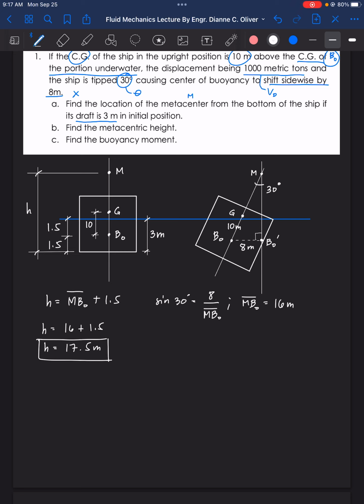Now, let's find the metacentric height. So, what's the metacentric height again? Metacentric height is MG. So here, MG. So this is A. For B, MG is equal to MBO minus 10. So that is equal to, using 16 for MBO, 16 minus 10, which is equal to 6 meters. So that is MG, and that is 6 meters.